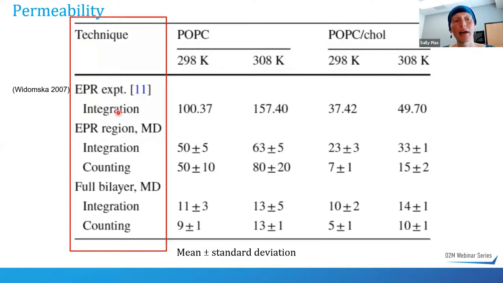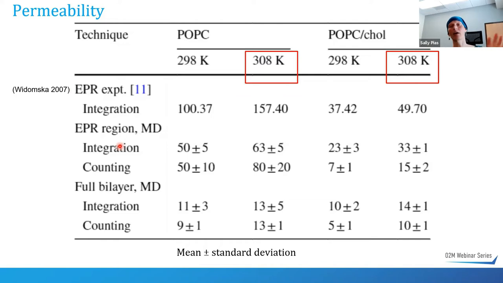But primarily on the top, we have the EPR experimental data, which is based on Karl Sapchinski's work. It's using an integration technique based on the resistance to permeation curves calculated experimentally. And then we have molecular dynamics data. So MD stands for molecular dynamics, using either the integration technique or the counting technique in both cases. But we've looked at if we calculate the permeability only based on the EPR region. So if we assume those are the boundaries and calculate the permeability, we get some set of values. And then if we calculate it using the whole bilayer, we get a different set of values.